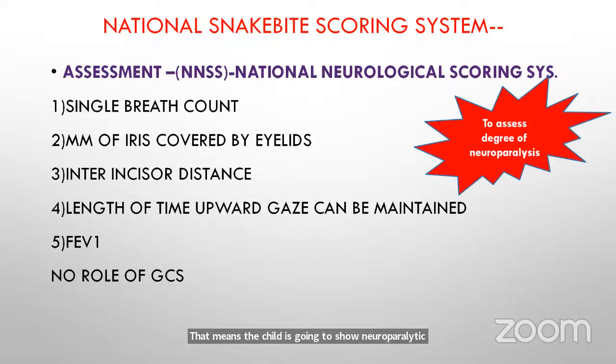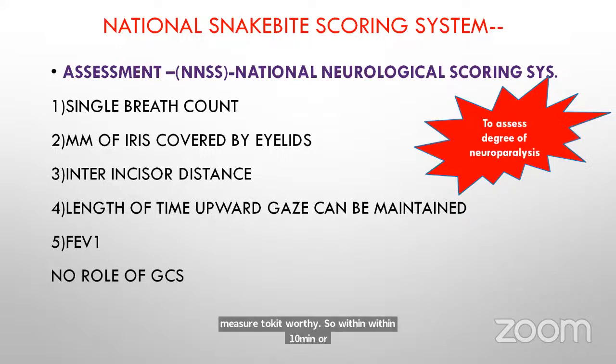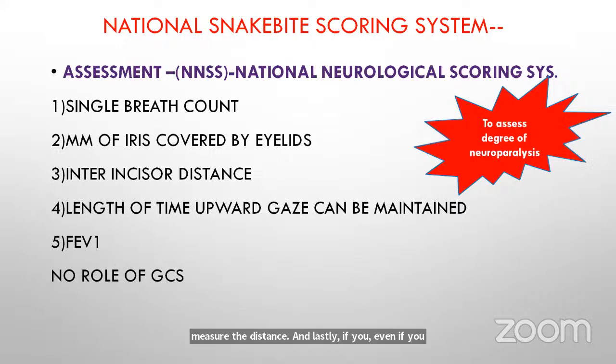And the last is the length of upward gaze palsy. So upward gaze can be maintained. You tell the patient to look up, and you measure how long he can look up. Within 10 or 15 minutes, ask him to repeat, and then you can measure the difference. And lastly, there's no role of the Glasgow Coma Scale.